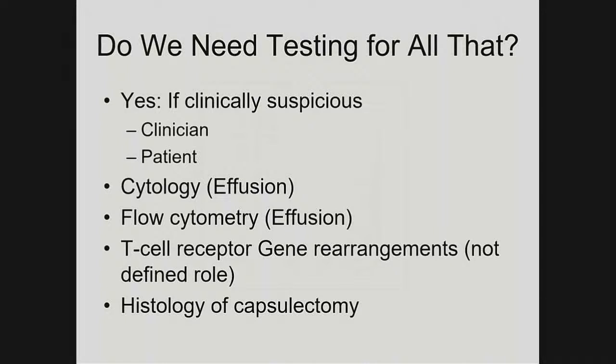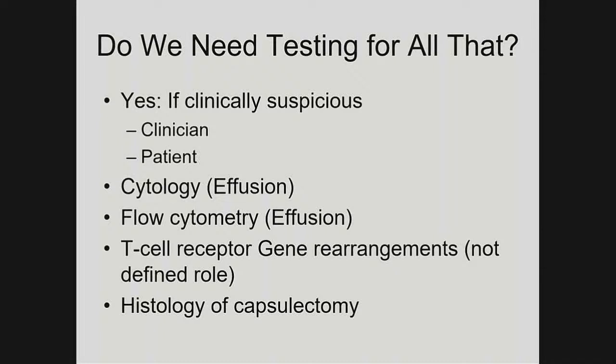So the question always is, do we need all that? Well, if clinically suspicious, either because the clinician thinks it can be or the patient has a strong feeling it can be, there is no other alternative than doing as much as possible. Certainly, if there is cytology and there is a good amount of effusion, we do all the testing, send for flow cytometry. And again, as we say, T-cell receptor gene rearrangement, there is not a definitive role for this testing, and we use it. Sometimes it's positive, it supports the diagnosis.